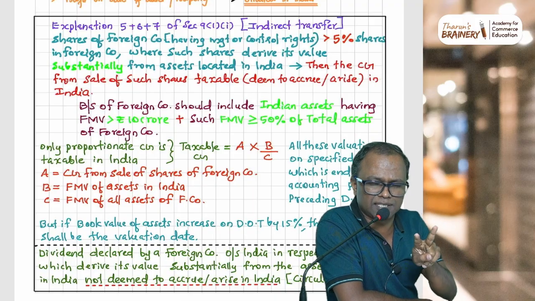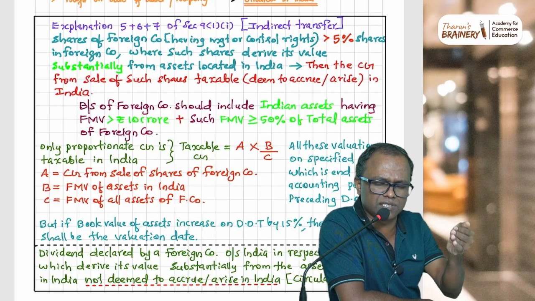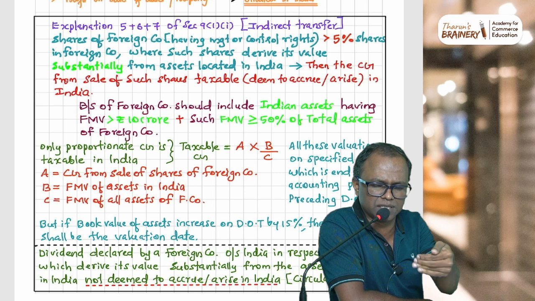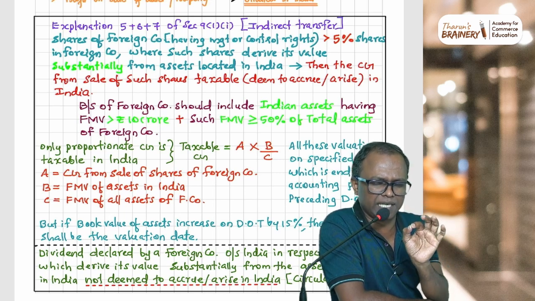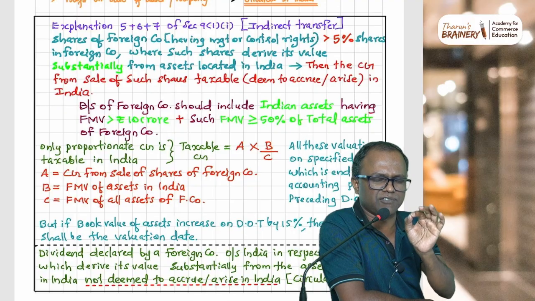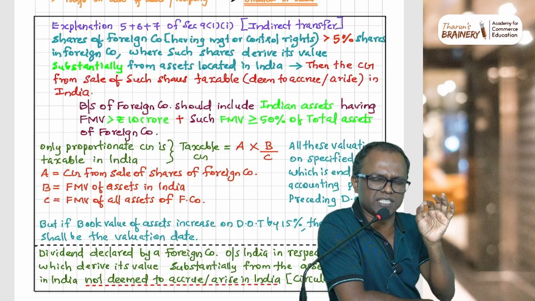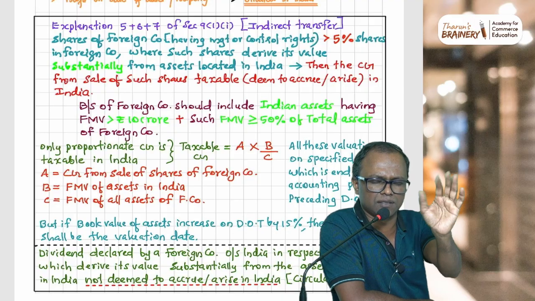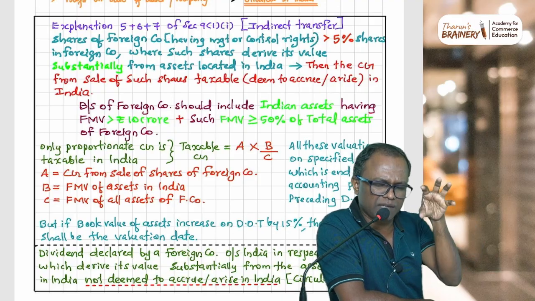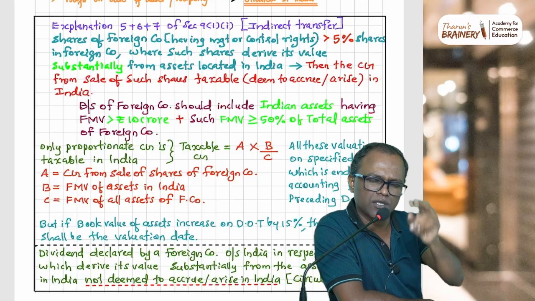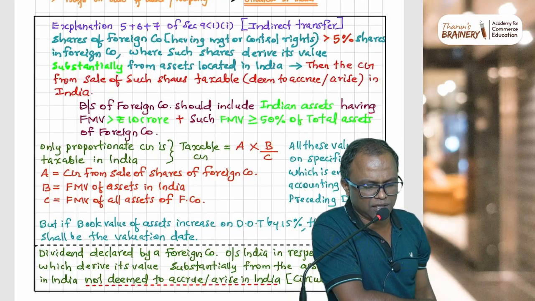If these two conditions are satisfied, then we can say the shares of the foreign company derive their value substantially from Indian assets. In that situation, proportionate capital gain will be taxable in India. Proportionate capital gain means first find out the capital gain arising from the transfer of the Mauritius company shares by the German resident to another transferee. Find out the full capital gain, then apply the ratio: numerator, value of Indian assets; denominator, total value of assets of that foreign company.